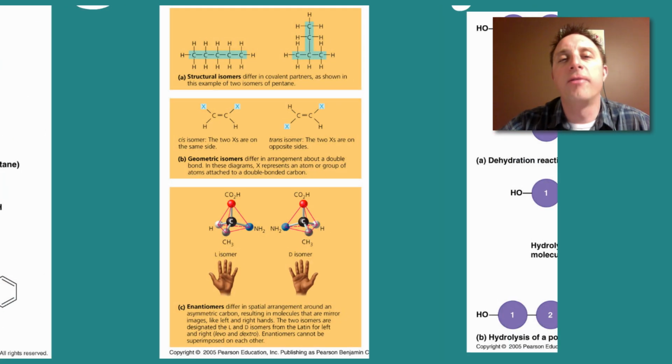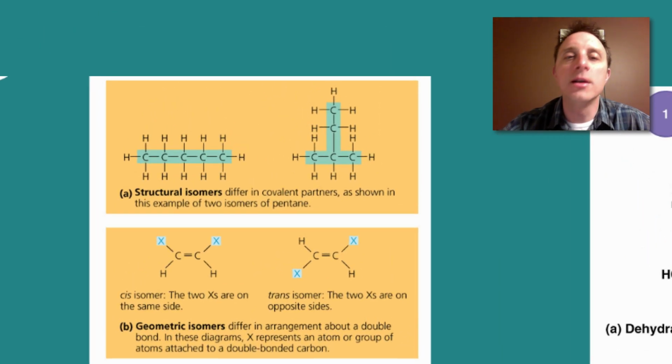So isomers is a fairly important concept. So an isomer is 2 different compounds that have the same chemical formula. So they are made up of the same numbers of atoms. So the first type here, structural isomers. This is isomers that differ in the way those atoms are put together.